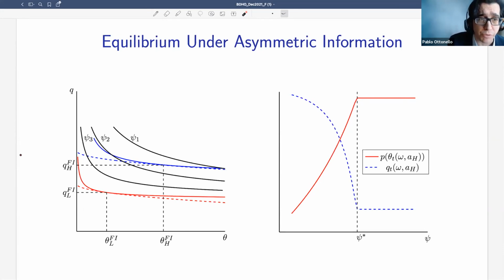Now, another property that you see from here is that the worse the technology to discover lemons becomes, the more the high quality capital has to distort its terms of trade, the more it has to increase its price to signal its type, and the lower the trading probability that is associated with it.